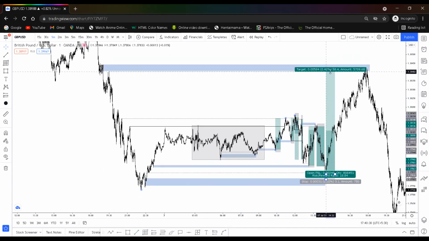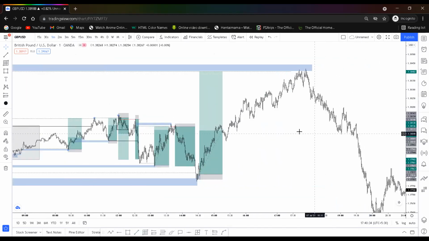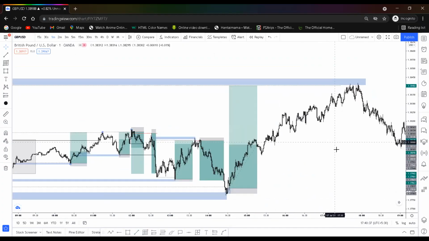See how we're making money out of each move in the market? Like every single move. It's honestly crazy.